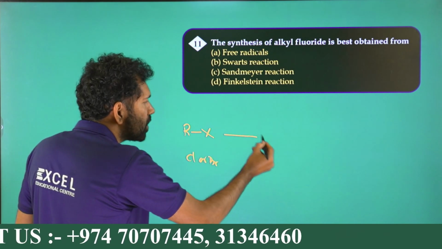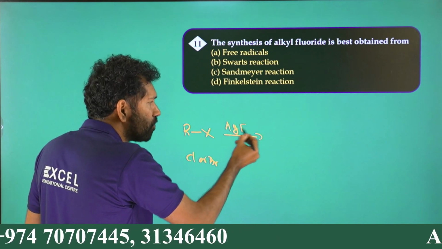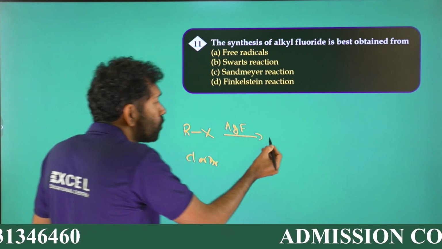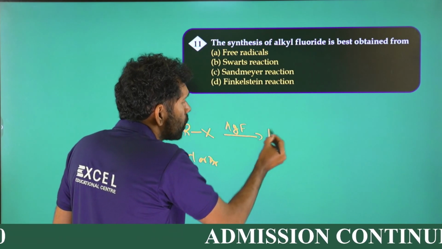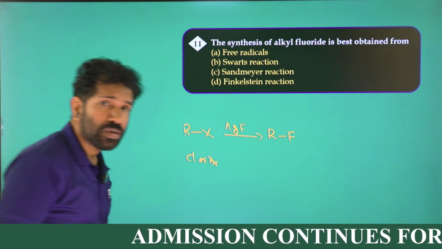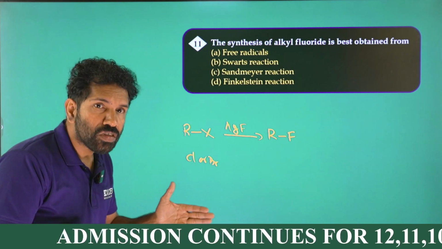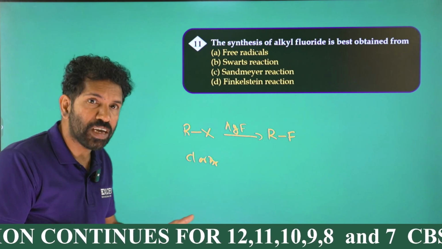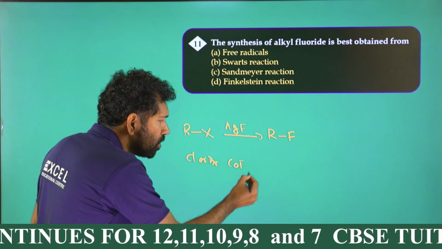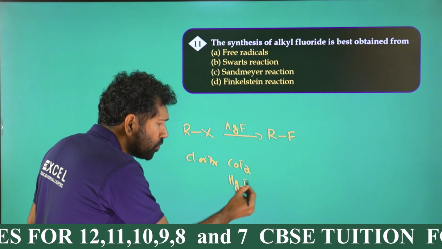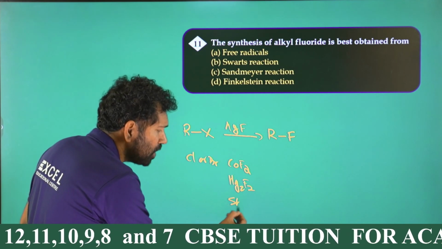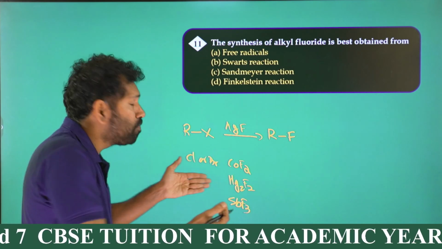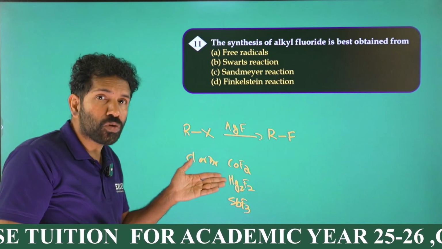If you are treating it with any fluorinating agent like AgF, you can replace the halogen, chlorine or bromine, by fluorine, right? That is the Swarts reaction. Instead of AgF, you can use some other fluorinating agent like CoF2. We can use Hg2F2, SbF3, etc. Remember, this fluorinating agent can replace halogen, chlorine or bromine, by fluorine.